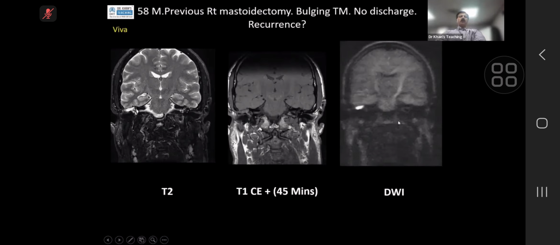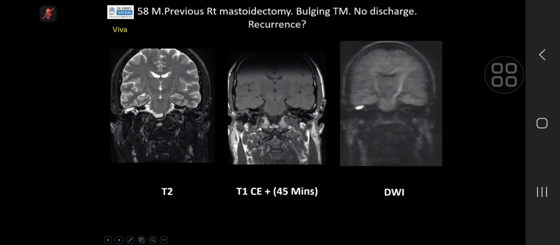Is there a recurrent cholesteatoma? And it was a nightmare. So people developed this protocol. In a post-op temporal bone, three types of things can be visible. One is granulation tissue. Second thing is fluid. And the third thing is recurrent cholesteatoma. Now, cholesteatoma will be high signal on T2 weighted sequence, and it will show restricted diffusion.